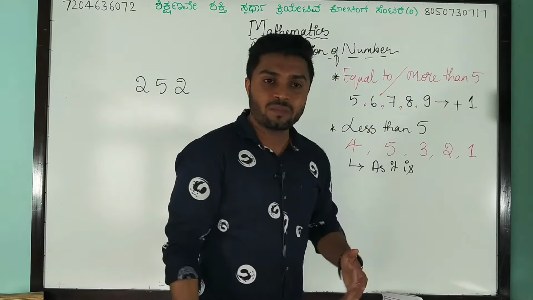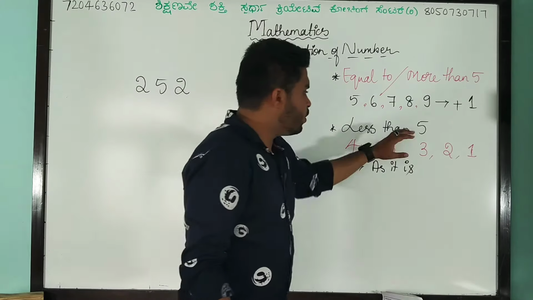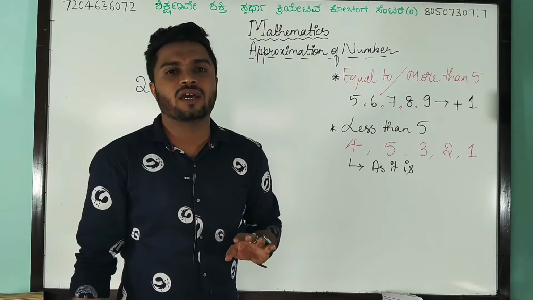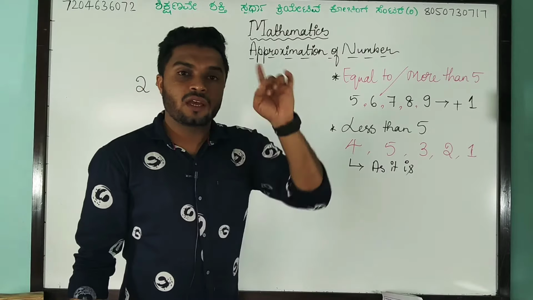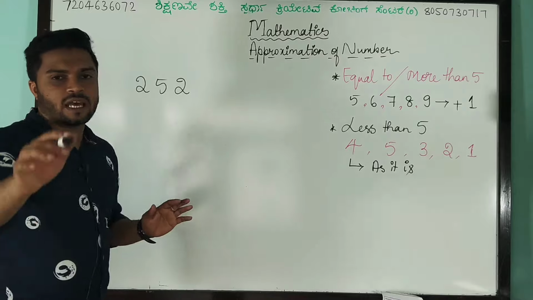Which is the first principle? Equal to or more than 5. Which is the one more principle? Less than 5. Okay, yes. Now I am going to show you some examples.